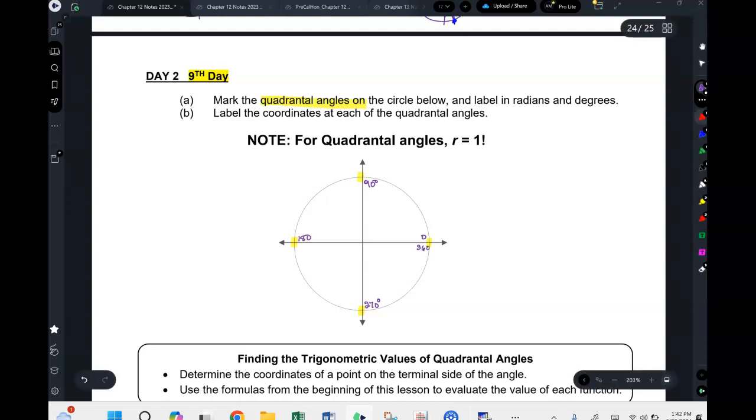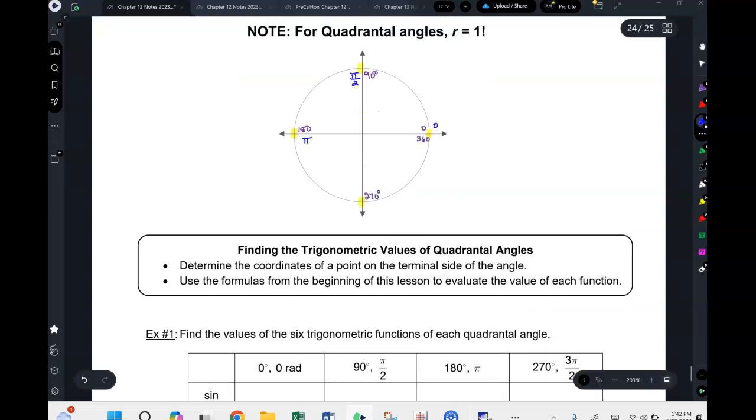Now, in radians, this is 0 radians. Up here, that's pi over 2. This is pi. This is 3 pi over 2. And then this is 2 pi.